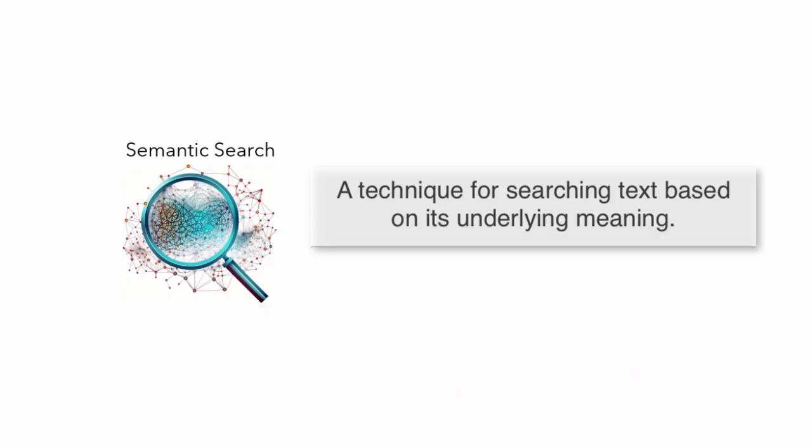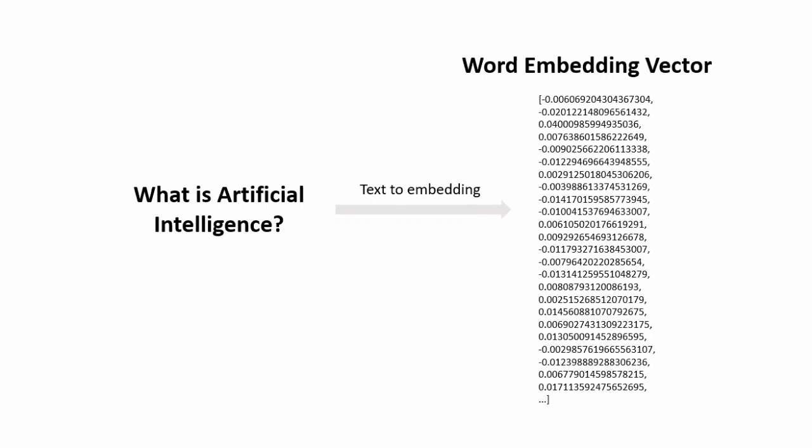The technique that makes this work is called semantic search. And what this does is it's a way of searching text by actually understanding the meaning of that text, as opposed to just trying to match keywords. For semantic search to work, we need to convert the raw text into something called a word embedding vector. So this is just a numeric representation of the text that embeds its actual meaning.